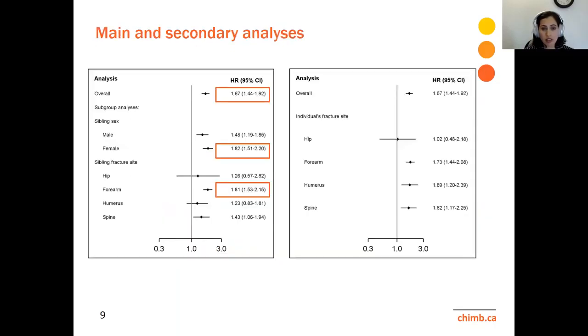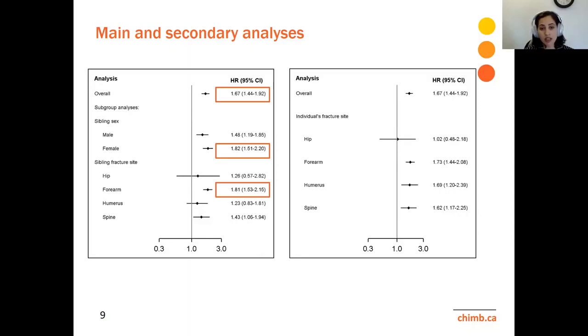The first plots here show the hazard ratios and confidence intervals in the main and secondary analyses. In the plot to the left, you can see that we found that sibling MOF history was associated with MOF risk with a hazard ratio of 1.67. The risk was highest with female siblings and with sibling history of forearm fracture.